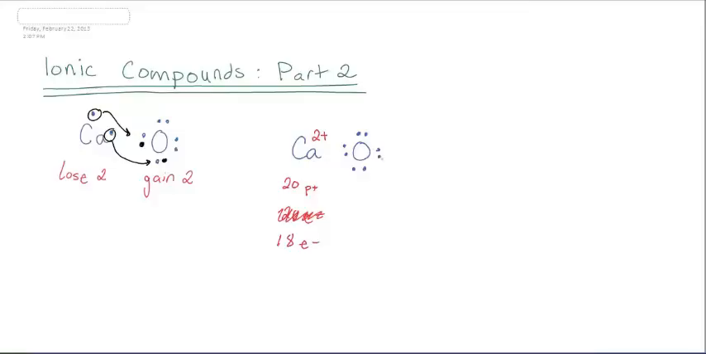Oxygen, on the other hand, started with 8 protons and 8 electrons, but it gained 2 extra electrons from the calcium. So now it's actually at 10 electrons. So just like calcium has 2 positive charges, oxygen has 2 negative charges because it's got 2 extra electrons. So this is how we would write calcium and oxygen as ions.